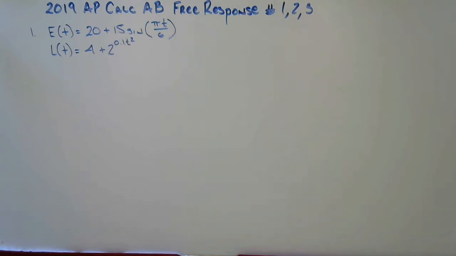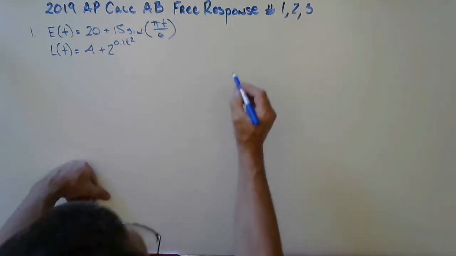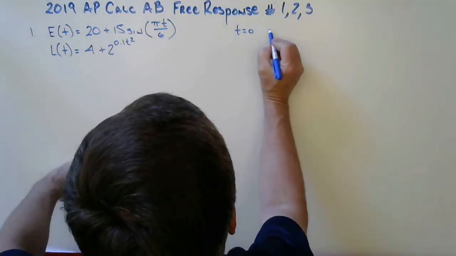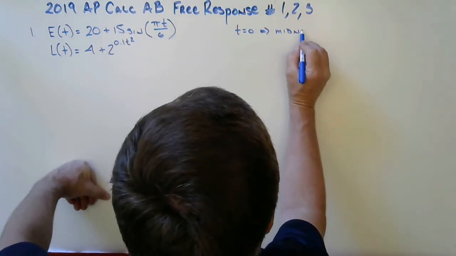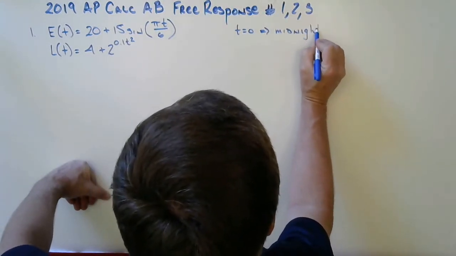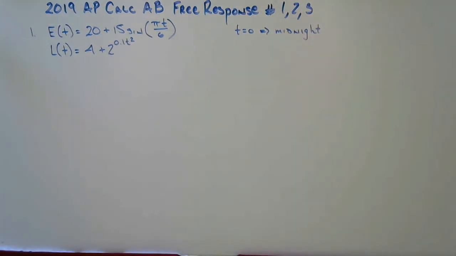They say that both E of t and L of t are measured in fish per hour, and t is measured in hours since midnight. So t equals 0 corresponds to midnight. Part A says, how many fish enter the lake over the 5-hour period from t equals 0 to 5 a.m.? Give your answer to the nearest whole number.